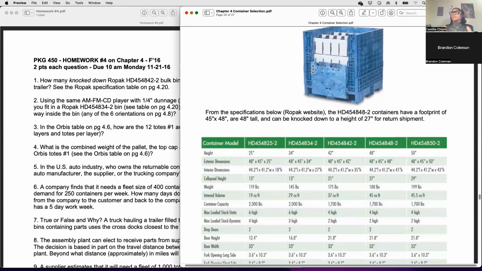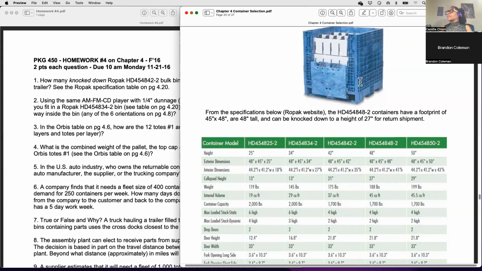So not only does this door open, but it will collapse down really small. So you can see it's 50 inches. When you collapse it, it's 29. So it's almost half the height once it's collapsed. So remember, you're going to have the height of this base where the forks can still pick it up. All of this is going to fold down. So that door is going to fold down. Everything's going to fold down flat.